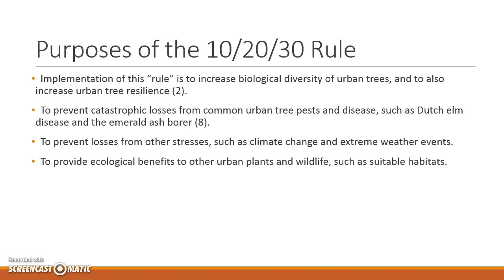Another purpose is to prevent loss from other stresses such as climate change and extreme weather events. Certain trees are more susceptible to extreme weather events such as hurricanes, tornadoes, or high wind events, and some trees are susceptible to flooding if they cannot take too much water or are not flood resilient. The last purpose is to provide ecological benefits to other urban plants and wildlife, specifically suitable habitats.